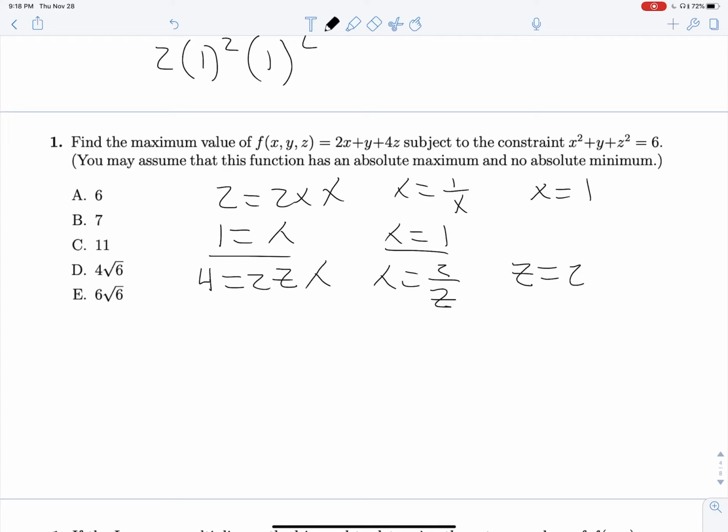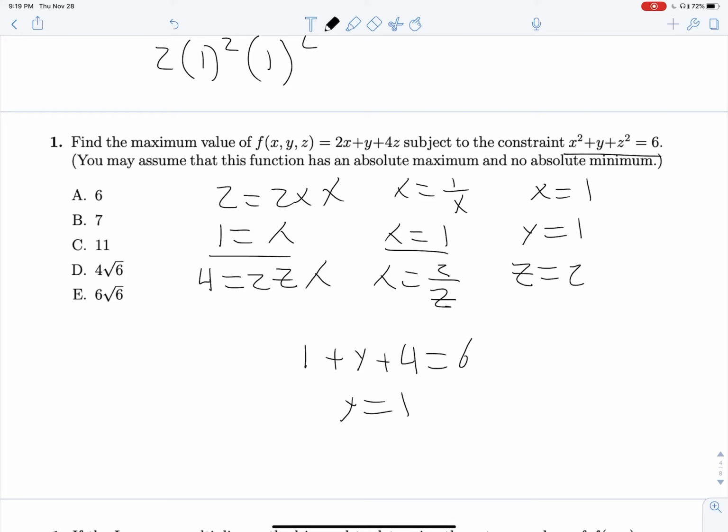And all we have left to do is solve for y. We can do that up here. X squared is going to be 1 plus y plus z squared, which is 4. That's equal to 6. So y is equal to 1. And I'll put that up here too. Y is equal to 1. And there we go. So those are all of our positive answers.